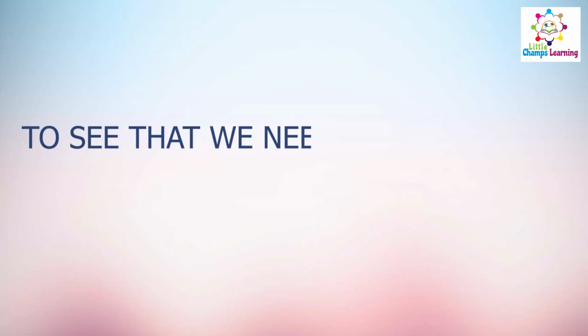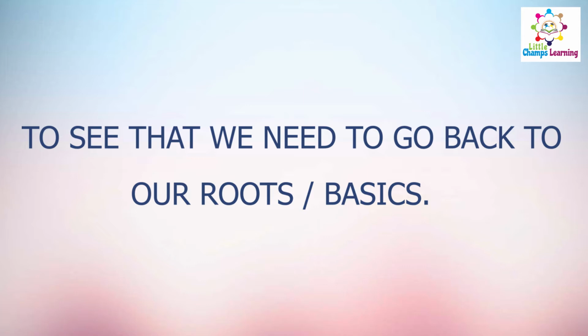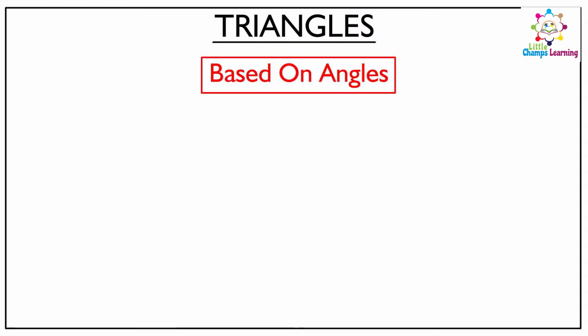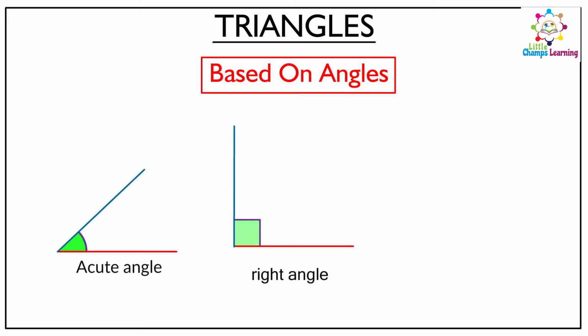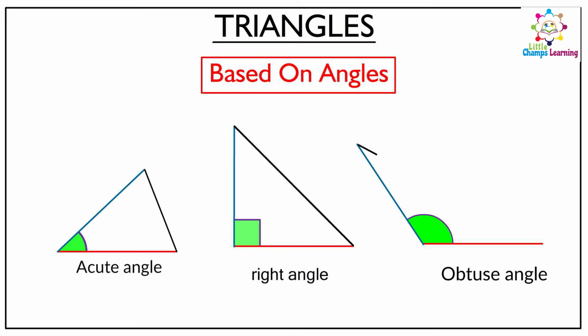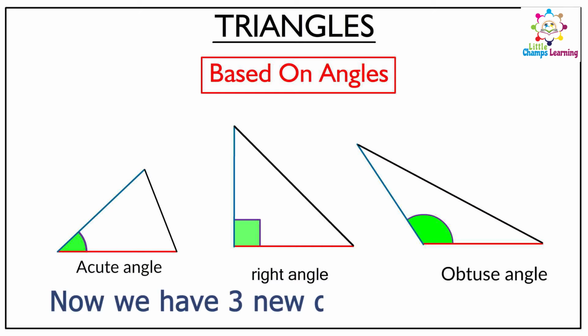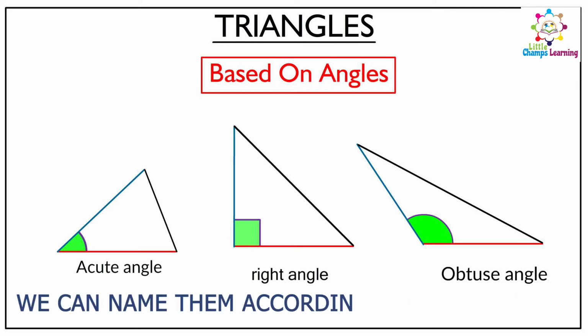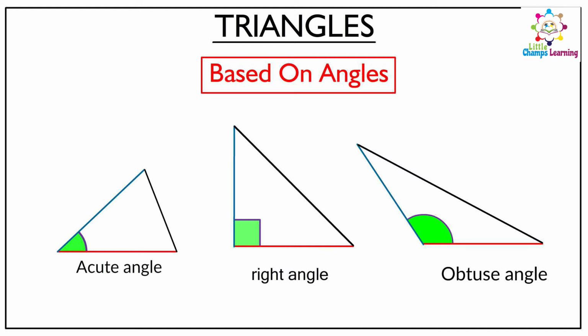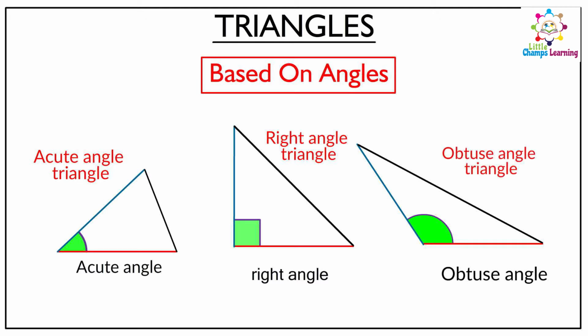To see that, we need to get back to our roots or basics. In the angle lesson, we have seen three types of basic angles, which were acute angle, right angle and obtuse angle. What if we make the third line segment and close this figure? So now we have three new different triangles and we can name them according to the name of their angle only. So we have an acute angle triangle, a right angle triangle and an obtuse angle triangle. That's super easy, isn't it?